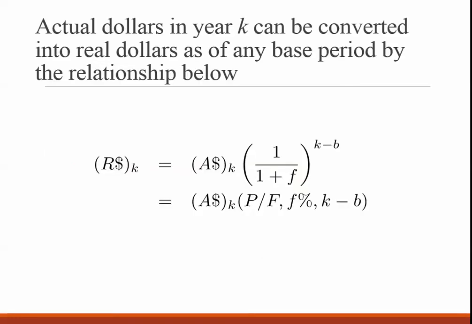All right, so now let's talk about going between actual dollars in year k that can be converted into real dollars as of any base period by the relationship below. And we talked about the fact that we were going to multiply our actual dollars in a particular year times P given F using the f rate and the year minus the basis year. So remember, this was 2015 and this was 2016, from an example we did before. Not that it matters what years it is, it matters how you do this.